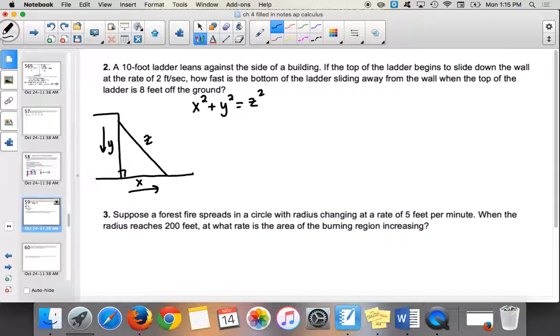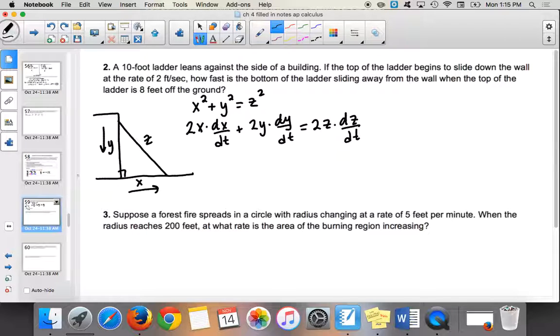All right, and then we're going to take the derivative. So when we take the derivative with respect to time, we're going to have 2x dx over dt, we know that z is y, plus 2y dy over dt equals 2z dz over dt. So we don't plug in any known values, because when we take the derivative of everything, if we knew all the values, then all those derivatives would be 0, right? So we're going to leave it like that.